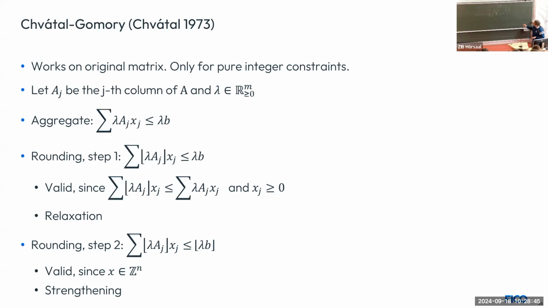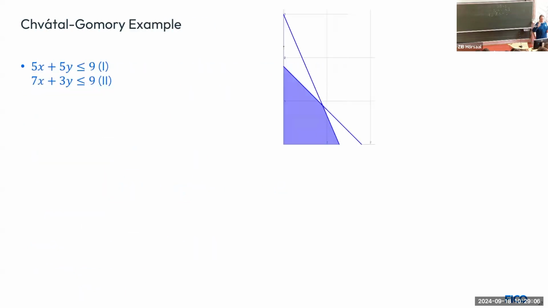But then, given that now on the left-hand side we only have integer entities, so integer coefficients, integer variables, we can also round down the right-hand side. That's on the linear space, that's a strengthening here. It's valid for all the integer solutions, and it might be stronger than the formulation you started with. Let's look at an example.